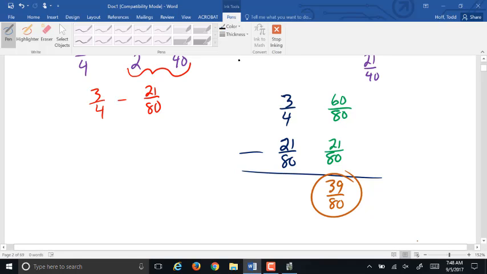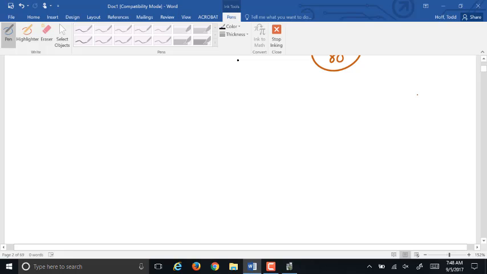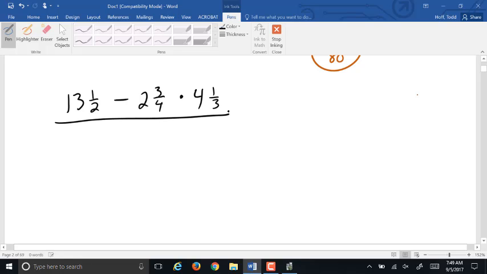Well, a little bit different form that those can take might look like this. 13 1/2 minus 2 3/4 times 4 1/3 over 7 1/4 plus 13 1/2 divided by 3 5/8.